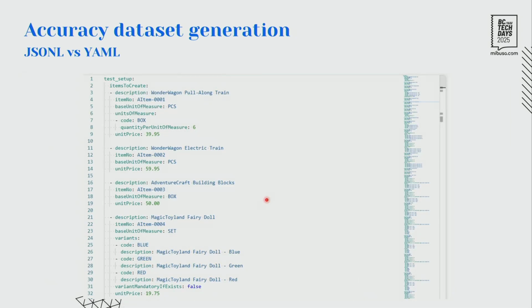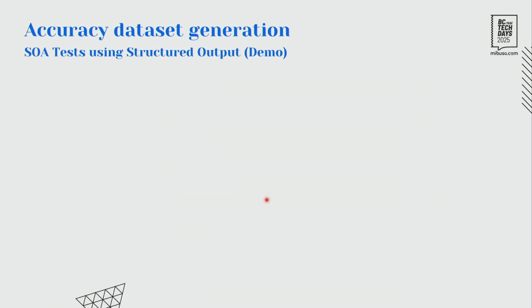So instead of JSONL, we decided to switch to YAML, which is now also supported in the AI Test Toolkit and the AL platform. This is much more readable, and it's much easier to do reviews when someone is submitting a test. And this is just an example of how the test setup can look.